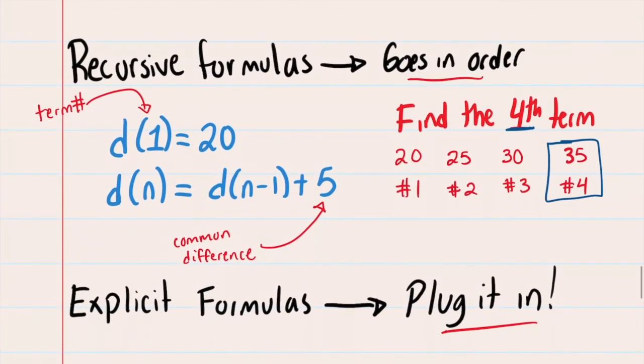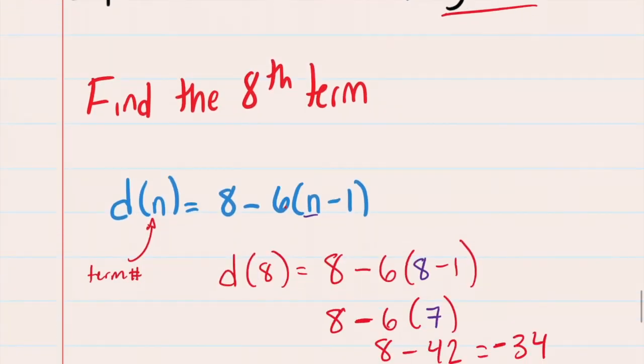Recursive, again, you go in order to get to the term number you want. Explicit, all you do is plug it in.